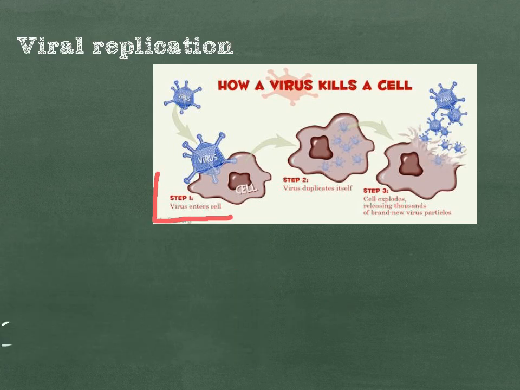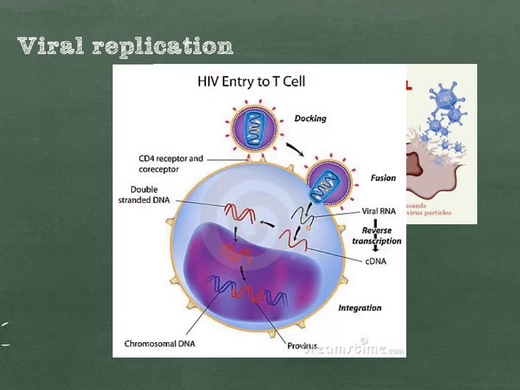Step number 2 will be the virus duplicating itself inside the cell. But for doing that, previously the virus must inject or insert the genetic material into the cell. This is an example of HIV infection.